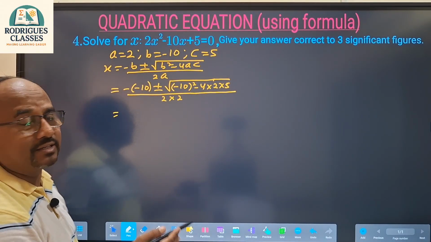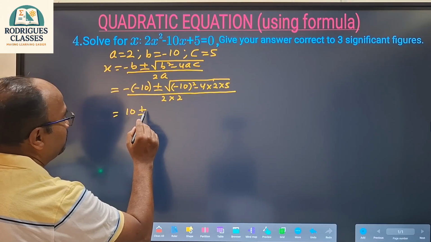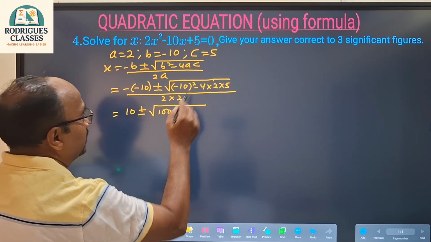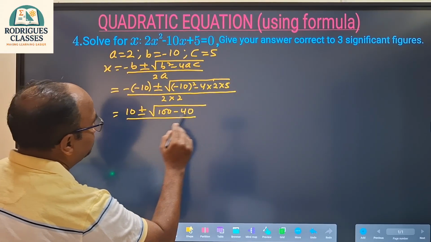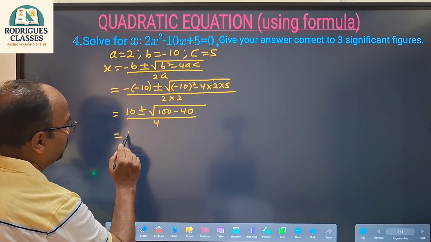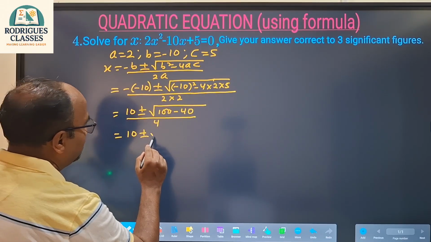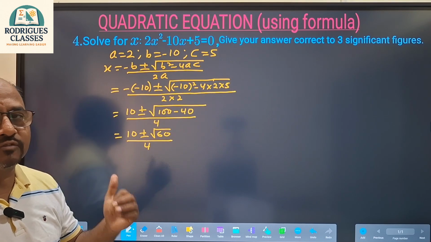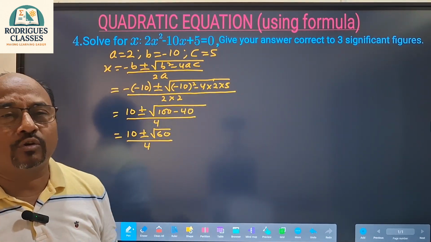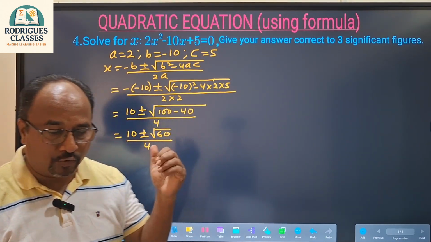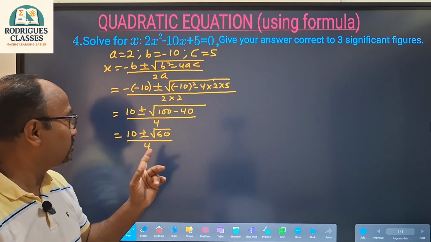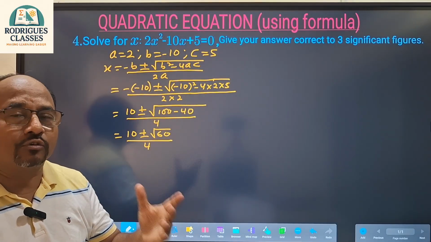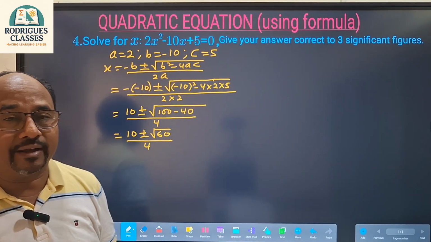So minus and minus 10 will become plus 10, plus minus 10 whole square is 100, minus 5 times 10 and 4 is 40. So by 4, you get 10 plus minus root of 60 here by 4. Again, that root of 60 which is coming, you will have to take a look into that square root table to get the value of this root 60. Okay. So you will be provided with a log table book. From there you need to look at the value and write it.